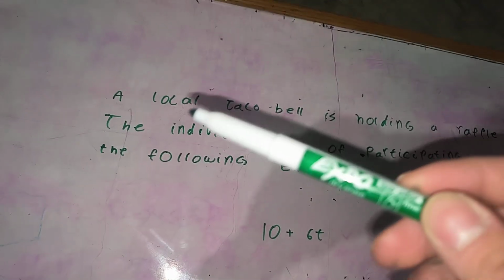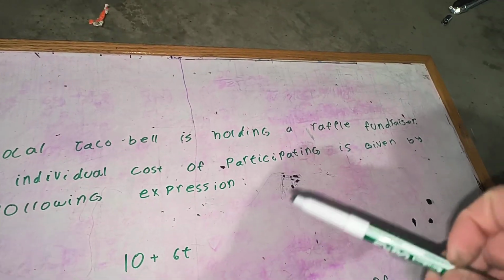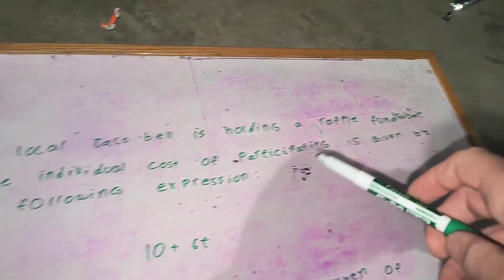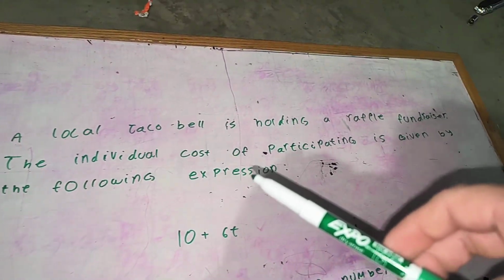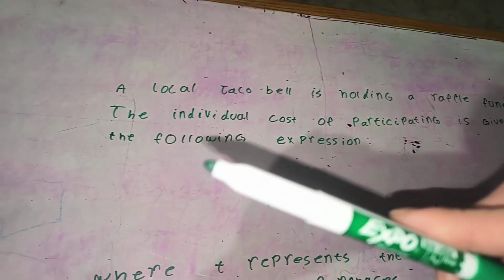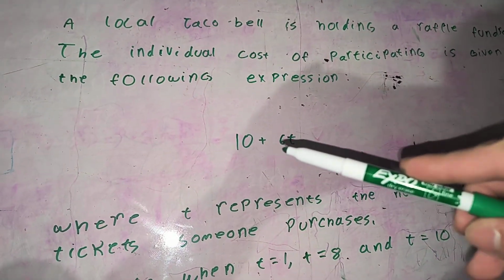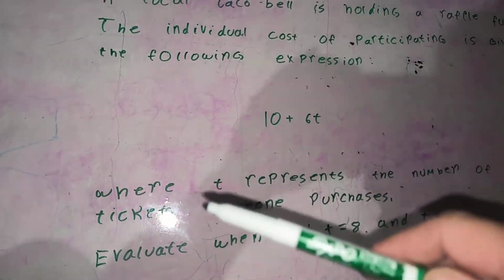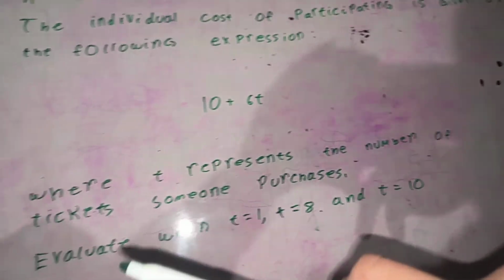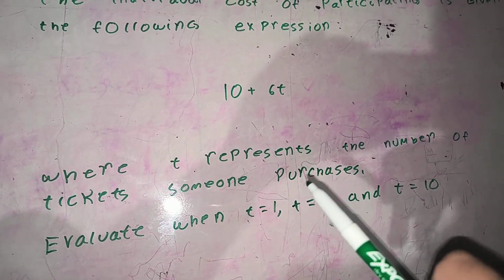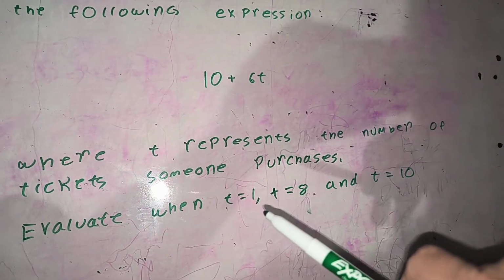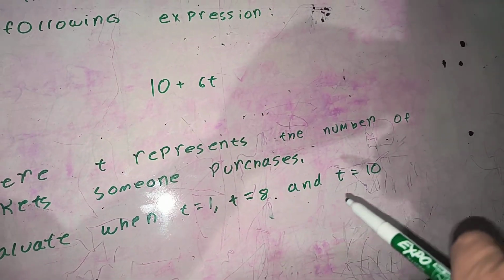Huh? What is this? It says a local Taco Bell is holding a raffle fundraiser. Oh my goodness. The individual cost of participating is given by the following expression: 10 plus 6 times t, where t represents the number of tickets someone purchases. Evaluate when t is equal to 1, t is equal to 8, and t is equal to 10.